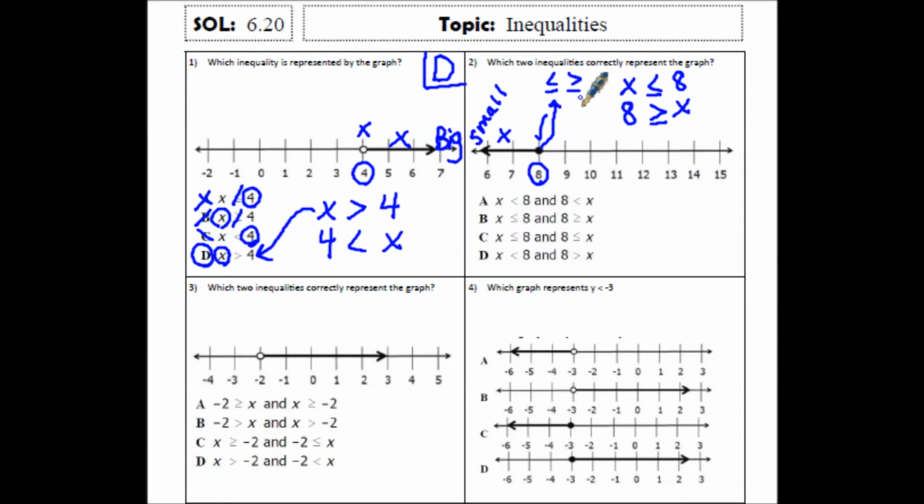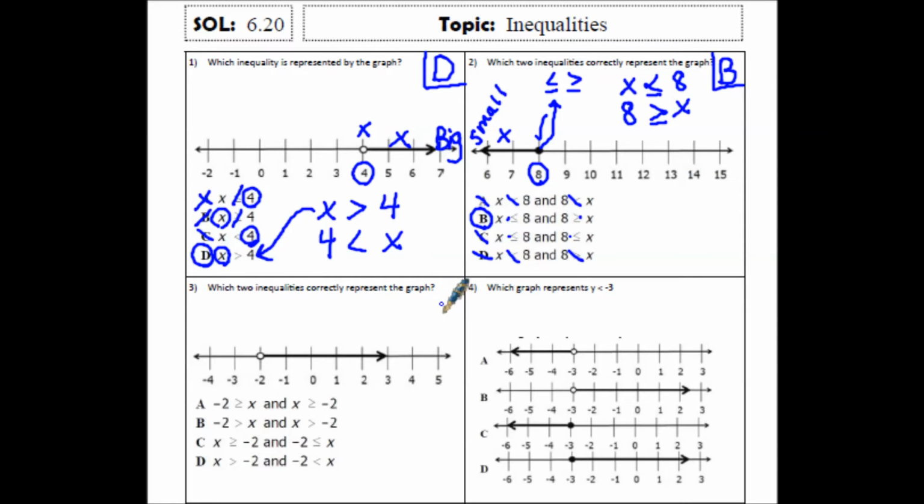So when we see a closed circle, it's going to be the less than or equal to sign or the greater than or equal to symbol. So A does not have the correct symbols, and D does not have the correct symbols. B and C have the correct symbols because of this. Now we want x to be smaller than, so we see that x is smaller than in both cases in B, and here we're saying x is smaller than, but for C the second one is saying that 8 is smaller than. So C is not saying the same thing in each of those situations. So answer choice B is saying that x is smaller than 8 in both situations, and it's also saying that x can be equal to 8.